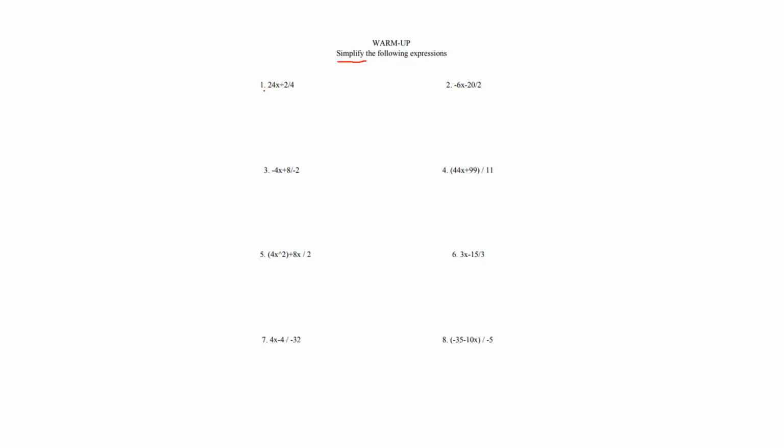So for number 1 here, it's 24x plus 2 over 4. And the only thing we could really simplify here is just the 2 over 4. And the 2 over 4 just simplifies to 1 over 2. So your answer is 24x plus 1 half.